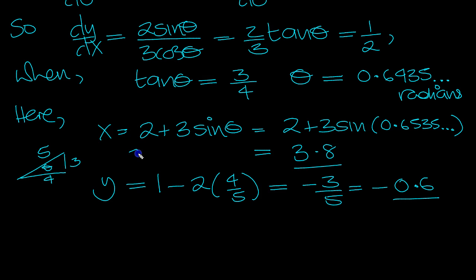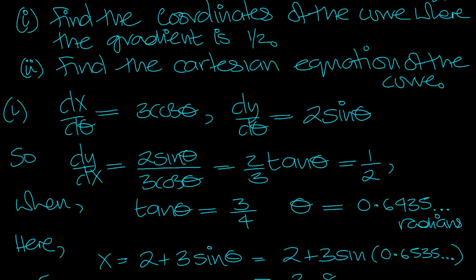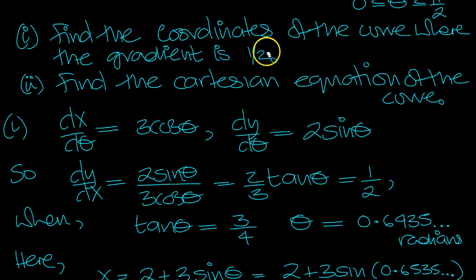Let's just check that again. 2 plus 3 lots of sine theta, which is 3/5. Oh, okay, 2 plus 9/5, which works out, 9/5 is 1.8. You get the 3.8. So we did it in the calculator, but we didn't really need to. So there's the coordinates then of the point where the gradient is a half.